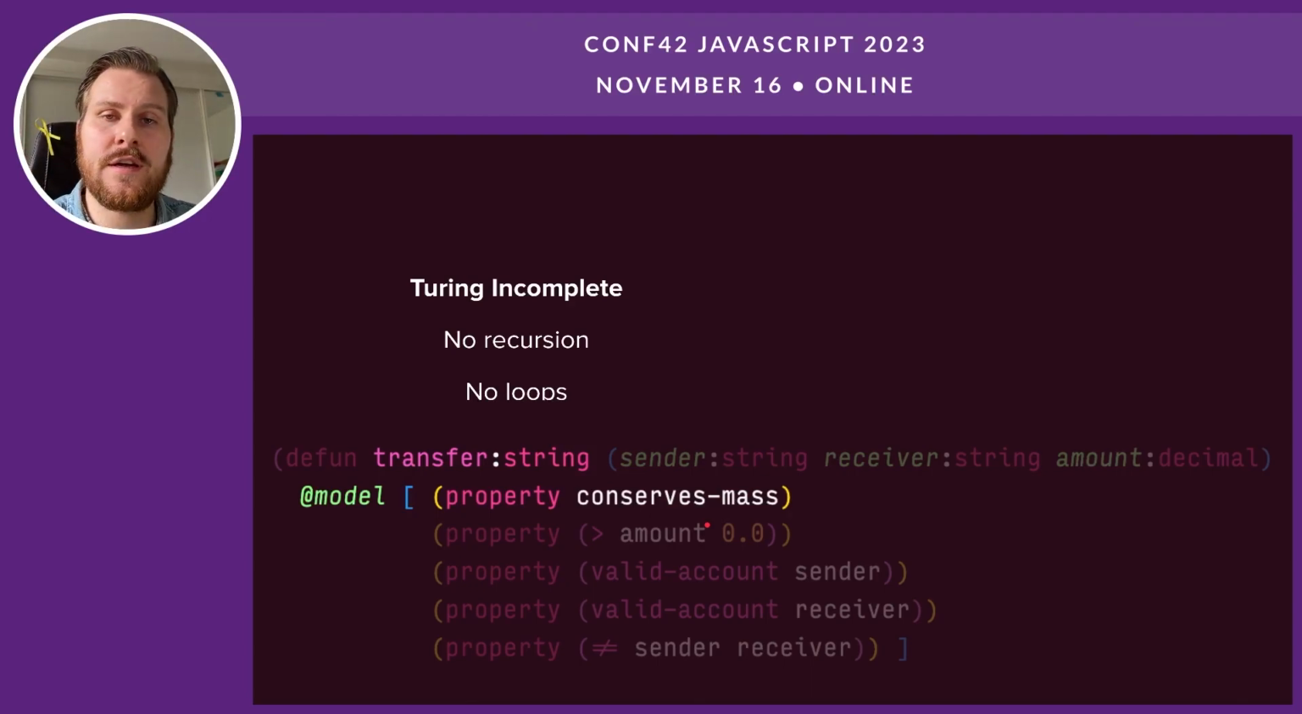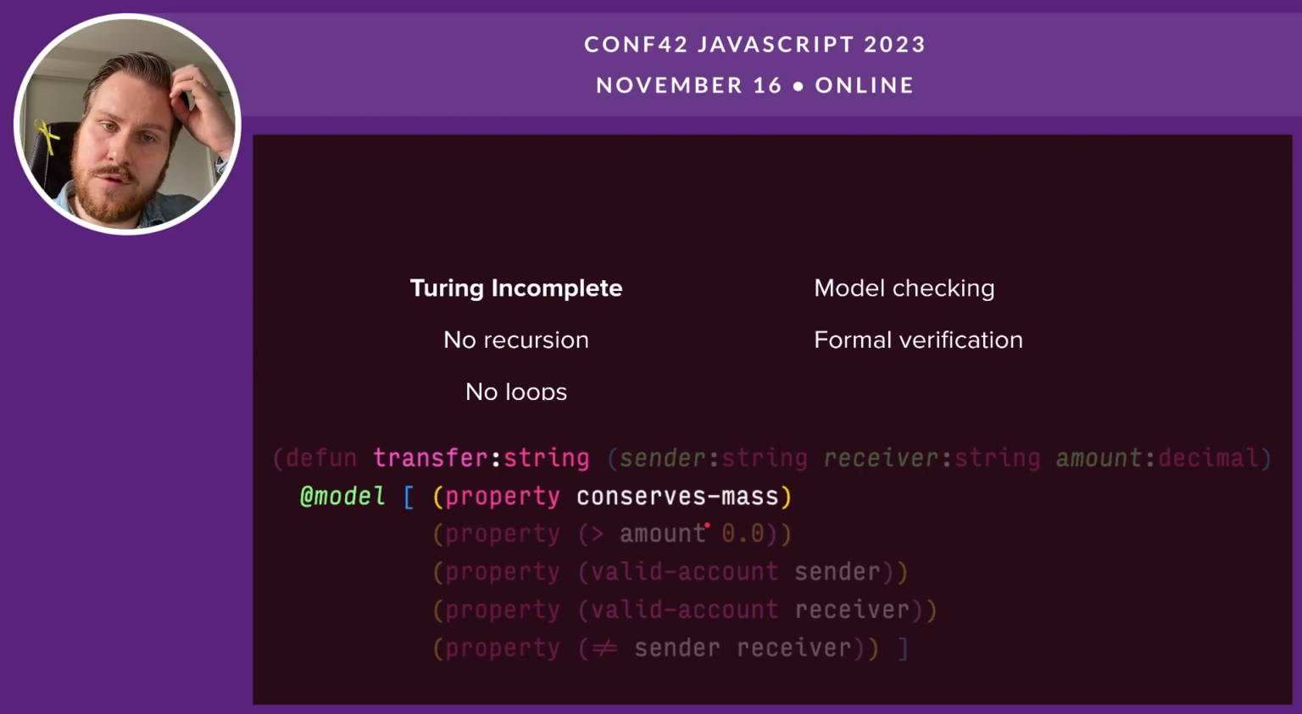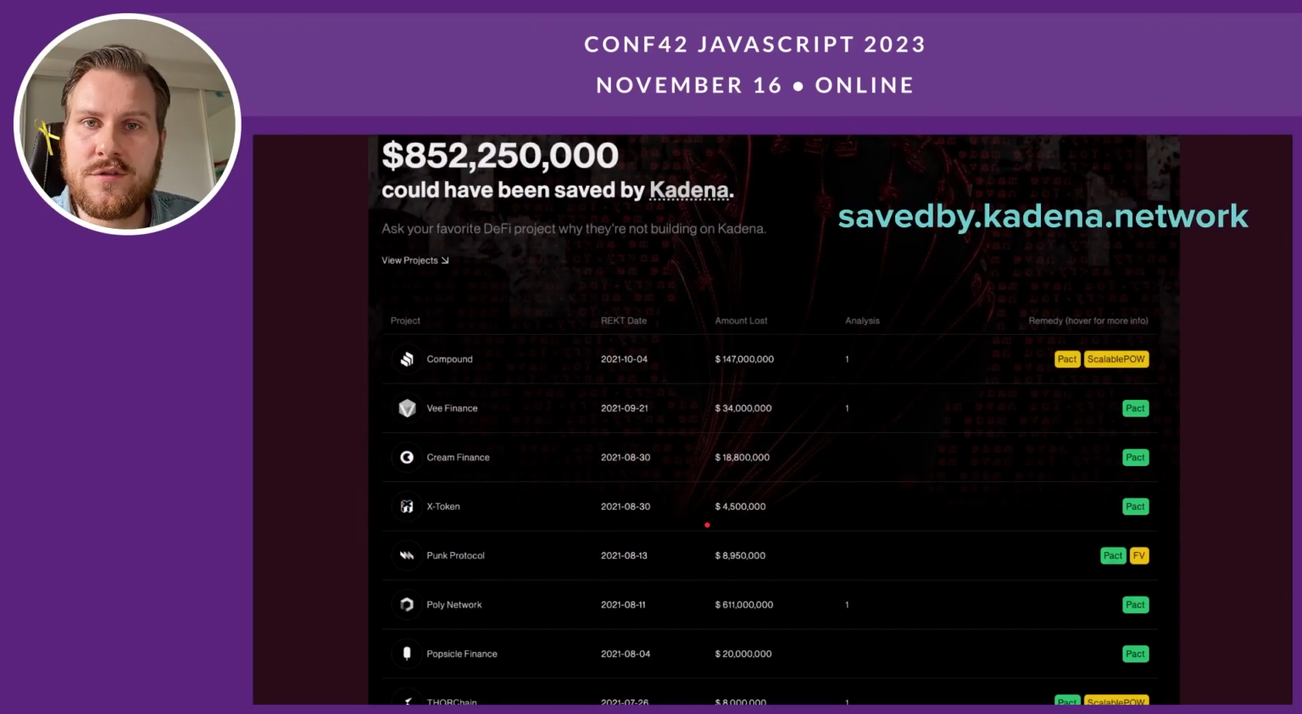So the combination of a language being Turing incomplete and having formal verification makes it a very, very smart contract language. And we actually have a nice overview of the things that could be saved by Kadena. So when you would use the Pact smart contract language instead of a competing blockchain's language that is not Turing incomplete, you would have been able to save a lot of money.